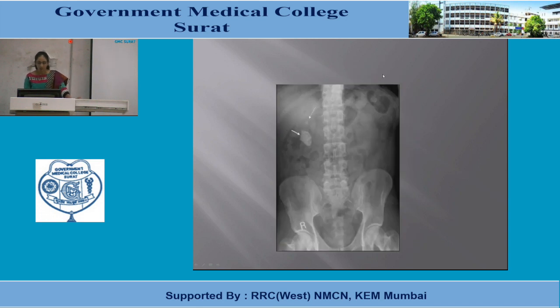This is an X-ray KUB showing a radiodense opacity noted in the right lumbar region at the level of L1, L2 vertebrae. This is possibly due to a right renal calculus.